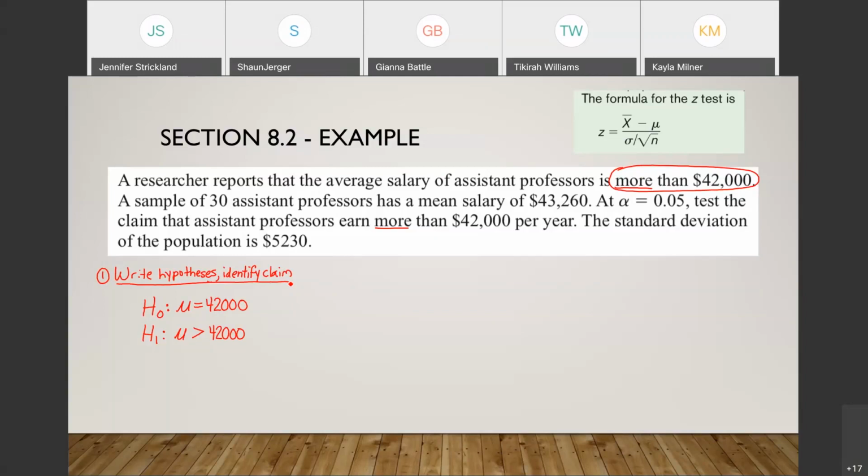So for the claim, sometimes the problem makes it easy, and in this case it does, because they tell me. I can find the word claim right here. So it says test the claim that assistant professors earn more than 42,000. So the claim is the one that's more. So that's going to be this one. All right, any questions on that? We've got our statements written. We picked out which one we're trying to show.